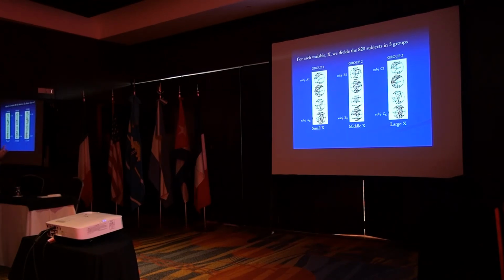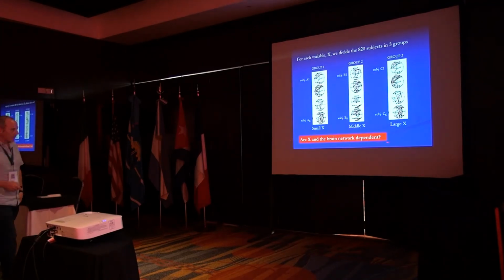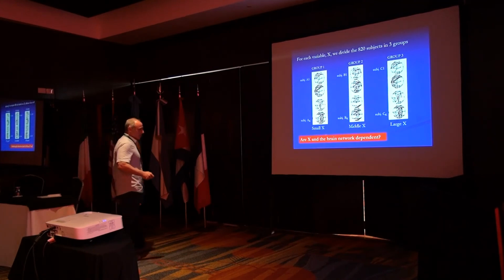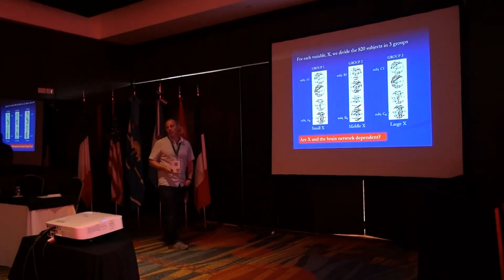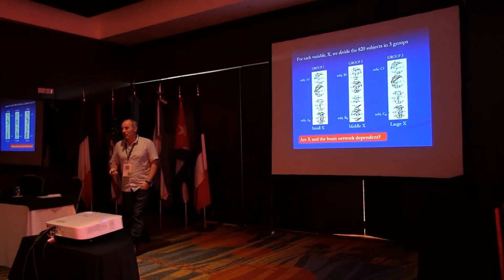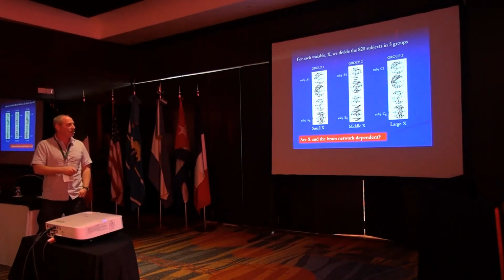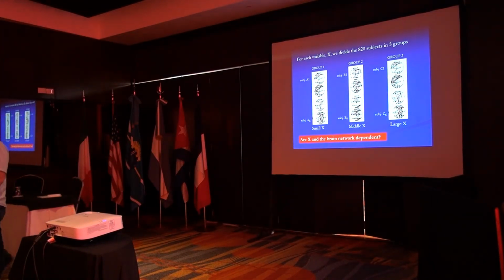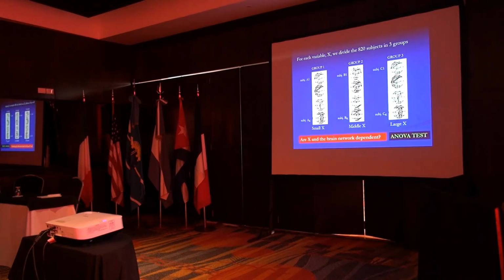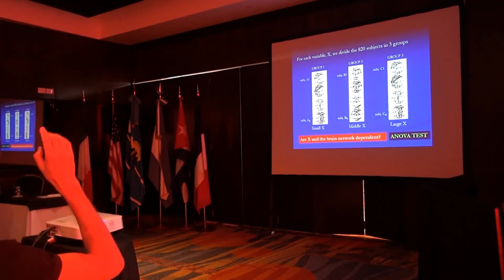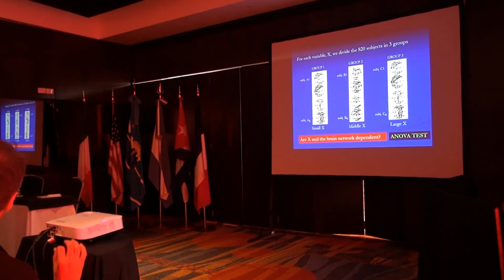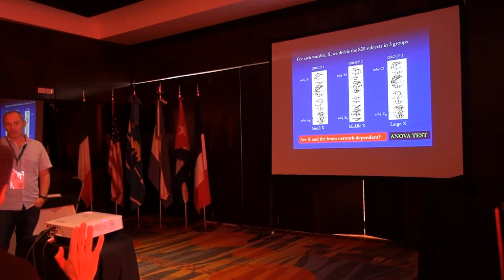So we have groups. One group is the small x, etc. And now we can try to answer this question: are x and the brain network dependent? If there is no dependence, then the central networks would be the same. And so we apply this ANOVA test. Sorry, yes. When is there a link in an fMRI network? Okay, I will show.